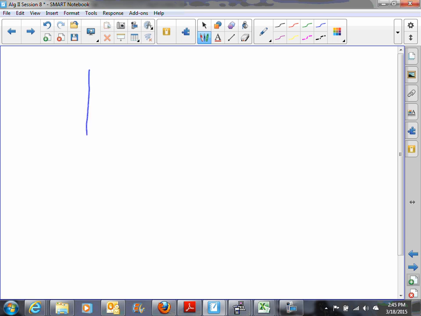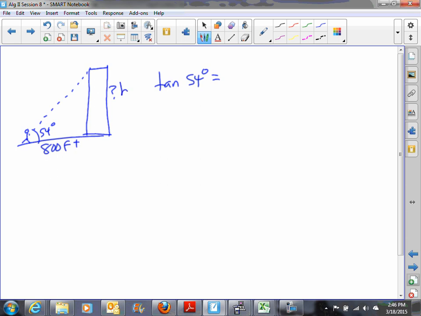Okay, so first of all, imagine we have a building, and we are standing 800 feet away from the building, and we look up at the top of the building, and we figure that we're looking up at an angle of 54 degrees, and we want to know how tall the building is. Well, this is 800 feet. Can you see that the tangent of 54 degrees is equal to the opposite, which is, let's call this H again, the height of the building, H over the adjacent 800.